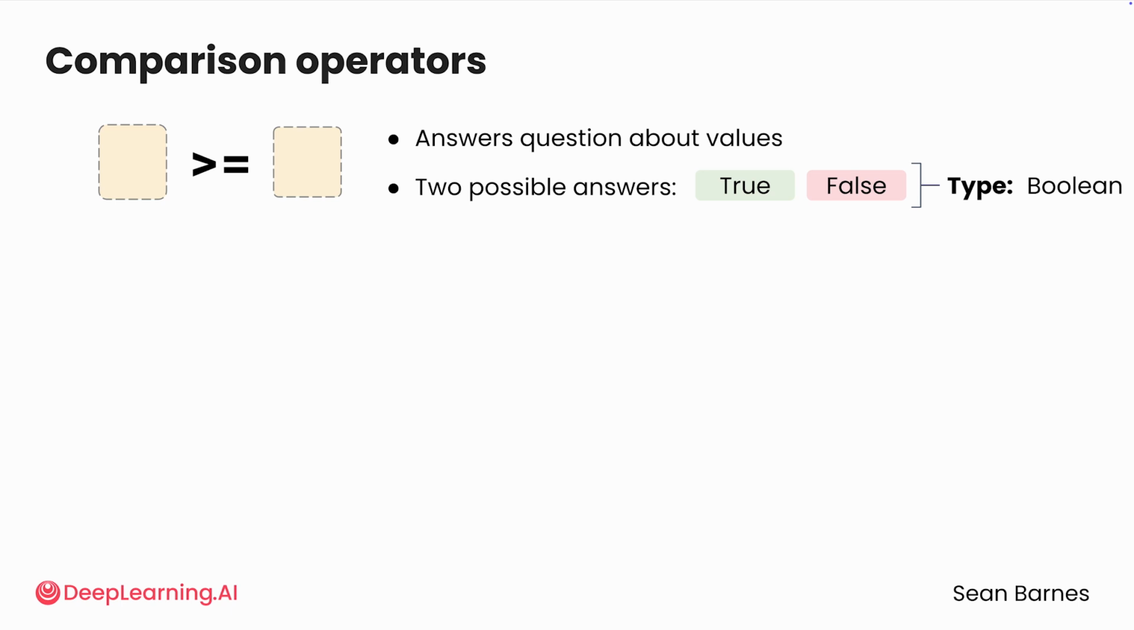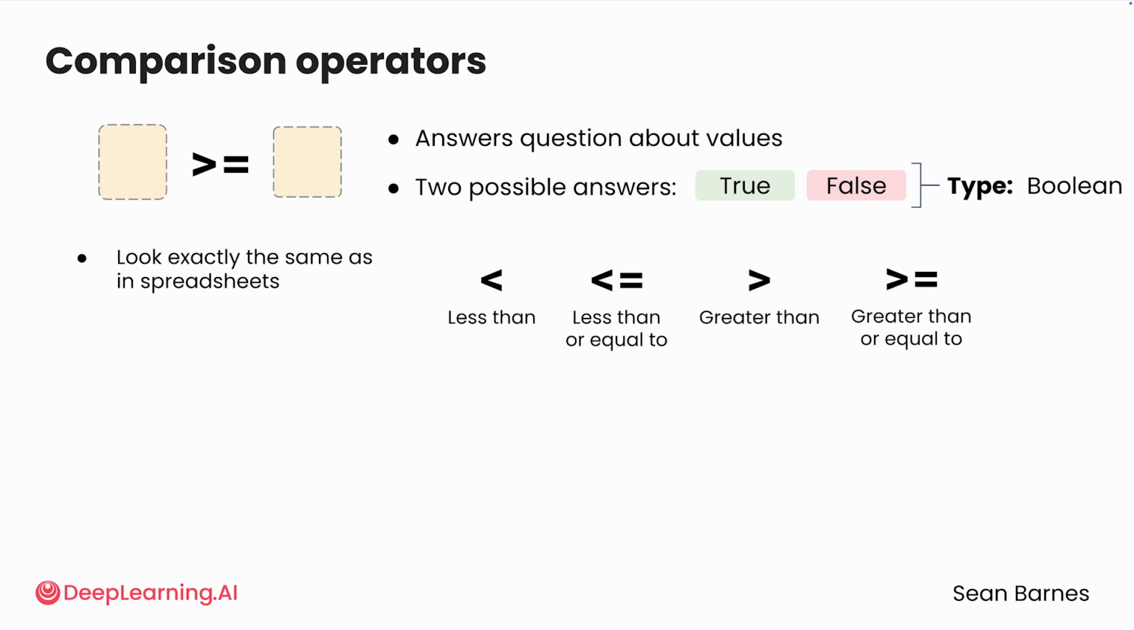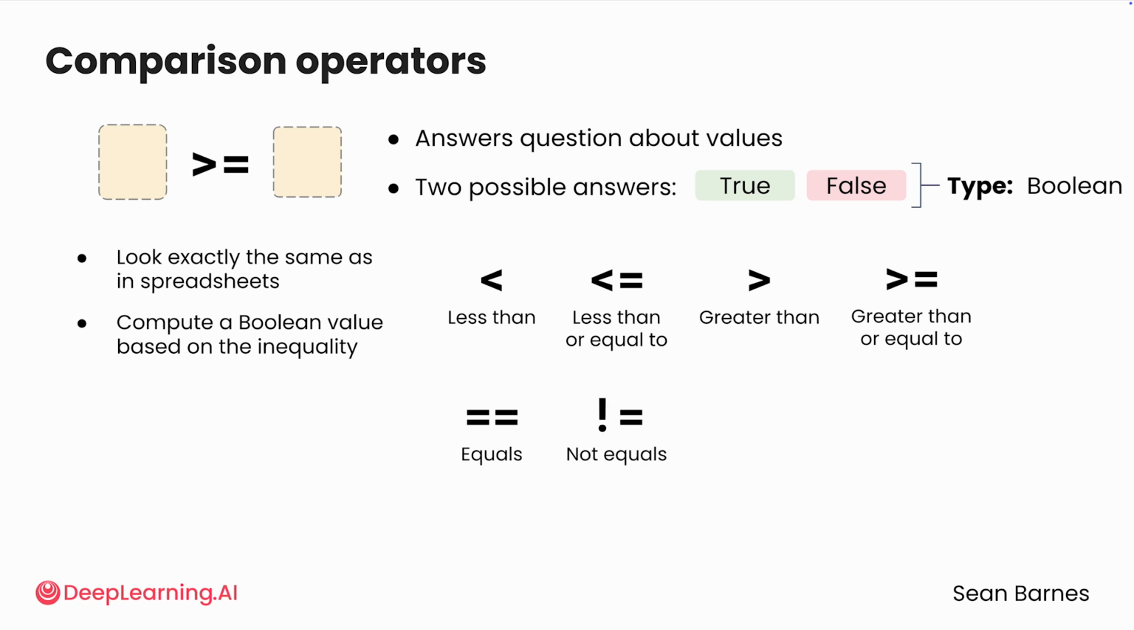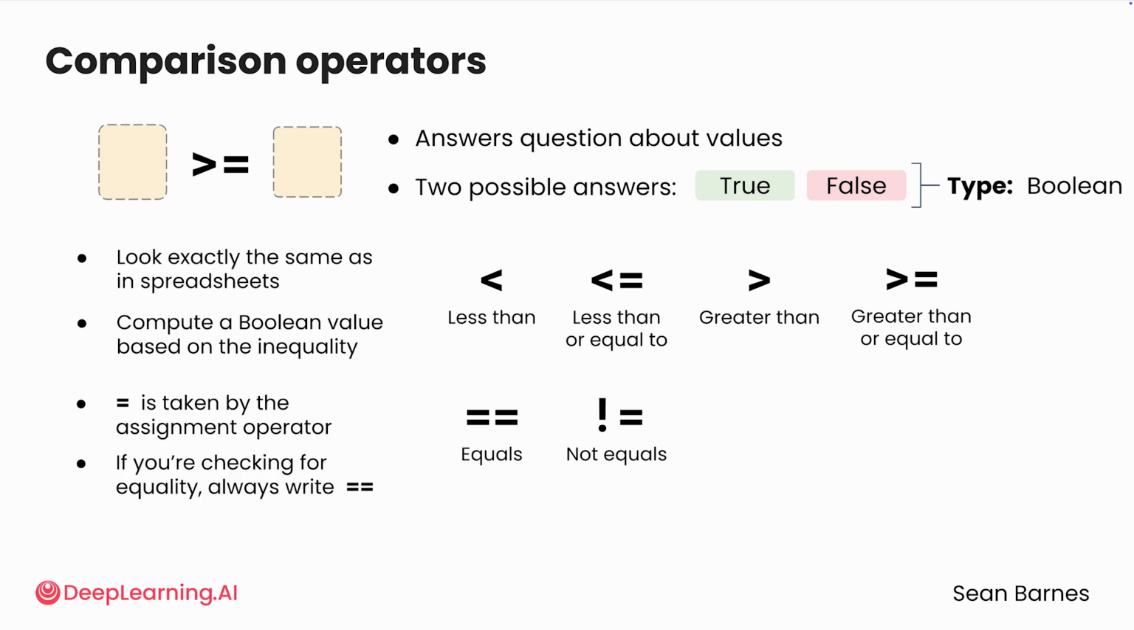There are 6 comparison operators in Python. First, you have less than, less than or equal to, greater than, and greater than or equal to. These look exactly the same as in spreadsheets and compute a Boolean value, either True or False, based on the inequality. Next, you have equals, which is written with 2 equal signs, and not equals, which is written as exclamation point equals. Why do you think the equality operator has 2 equal signs? That's because the single equals is already taken by the assignment operator, the one used to assign a value to a variable. It's important to remember, if you're checking for equality, always write 2 equal signs.